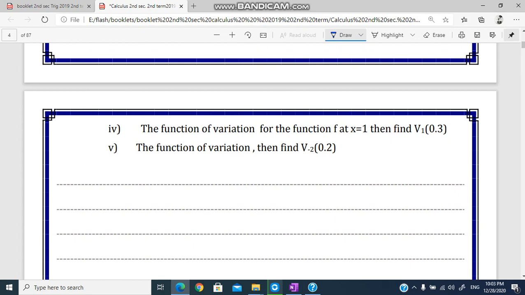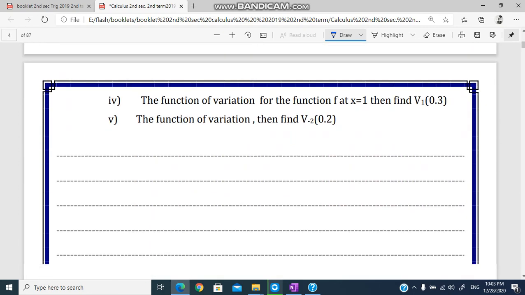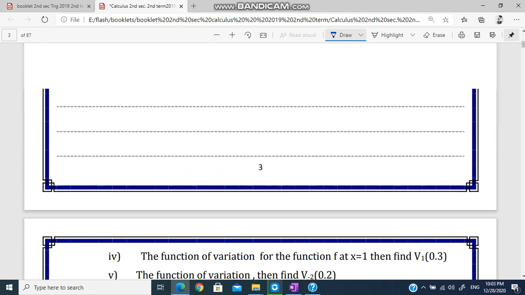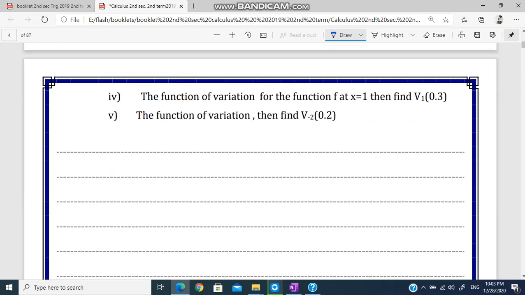I will move to the next example. The variation function for the function f at x equal 1. Then find v of 0.3. The function is f of x equal 2x power 2 minus 1.